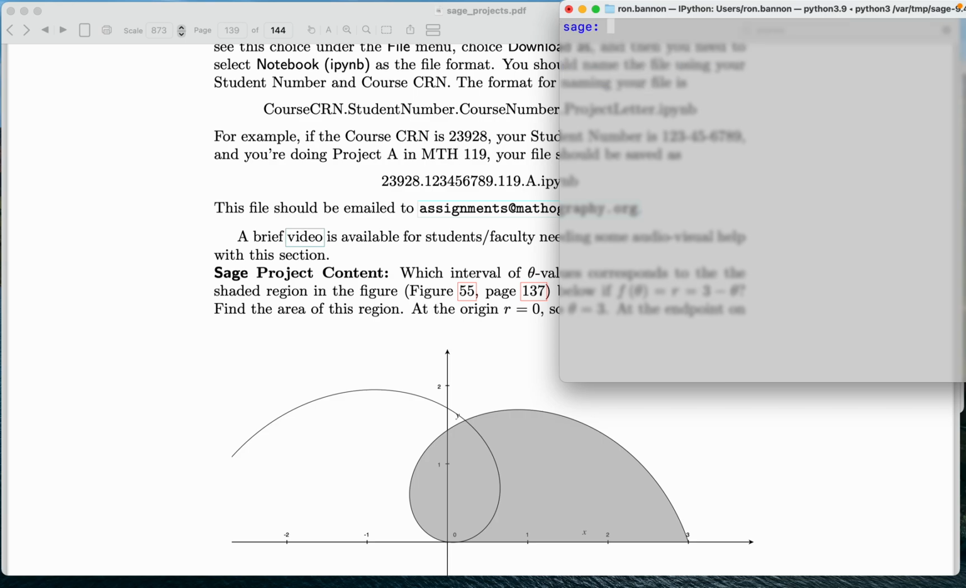Let me clear. Maybe you should do the reset again. I'm sorry about that. And theta, I think you remember me doing this before, right? Theta equals a variable. And the variable is theta.